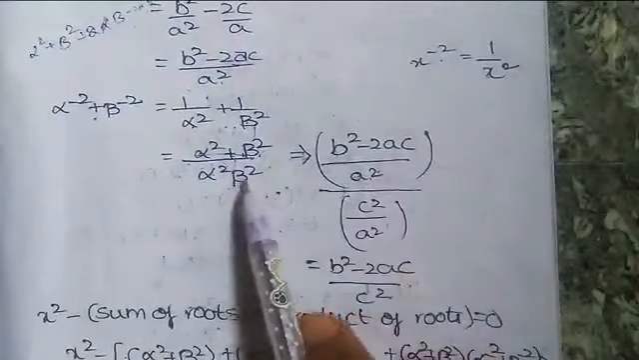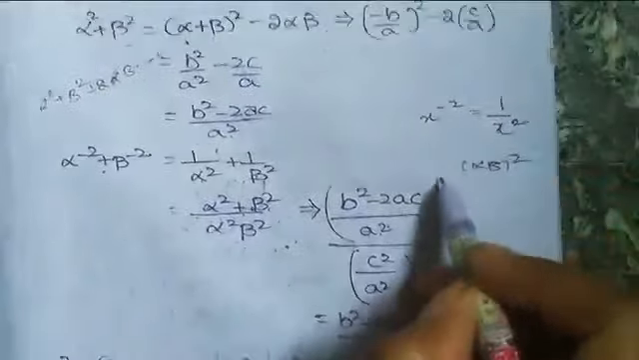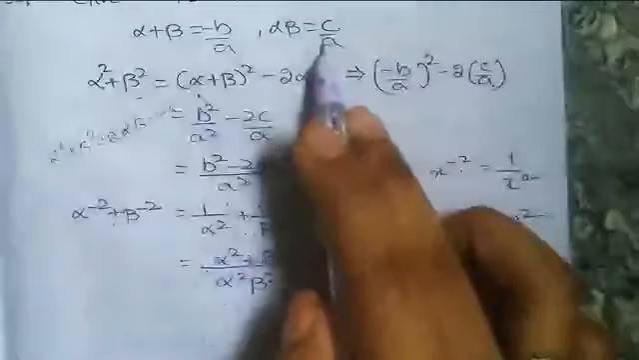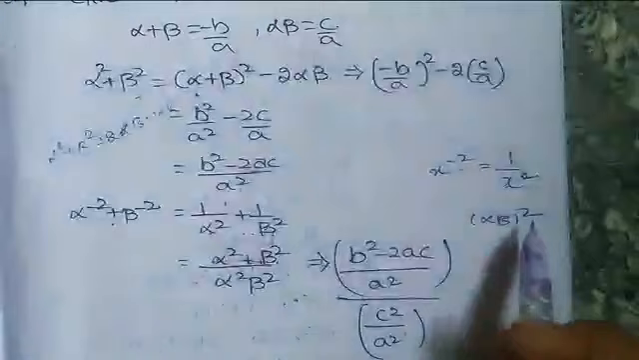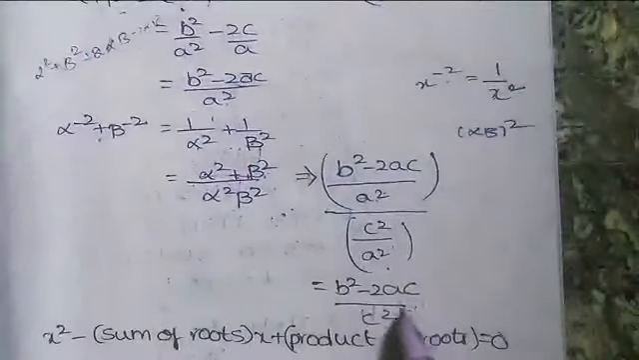Now in the denominator, alpha square beta square, we can write it as (alpha beta) whole square. We already have the value of alpha beta. So alpha beta is c by a. Alpha beta whole square value is c square by a square. Solve it. So we will get b square minus 2ac by c square.